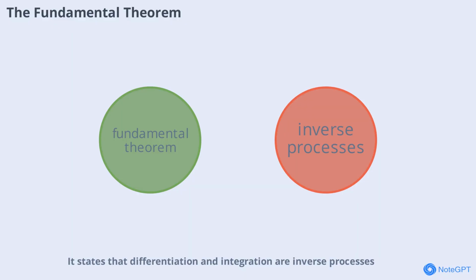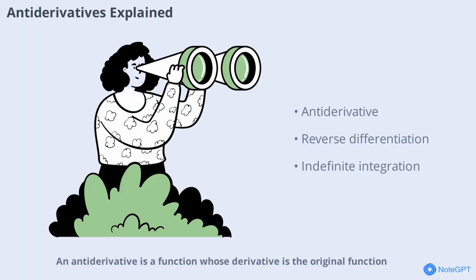It states that differentiation and integration are inverse processes. This theorem is the bridge between the two main branches of calculus and is one of the most important results in mathematics. An antiderivative is a function whose derivative is the original function. Finding antiderivatives is the main task in indefinite integration. This process allows us to reverse differentiation and solve a wide range of calculus problems.